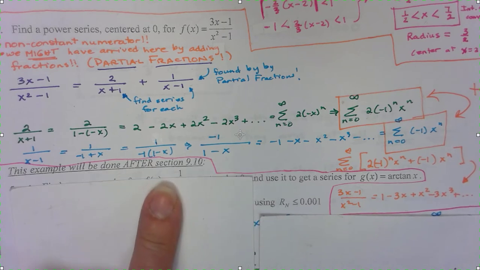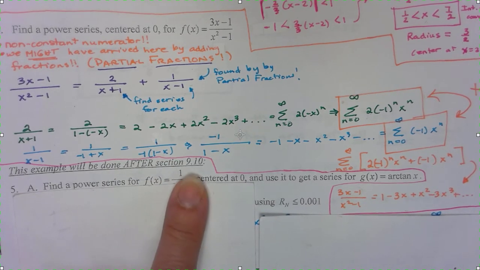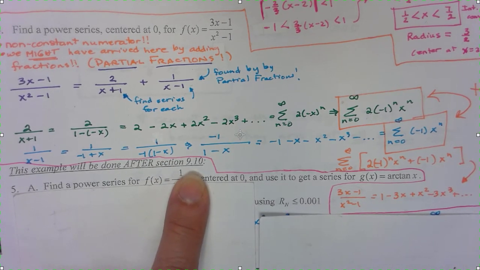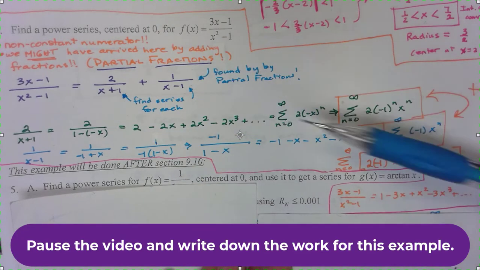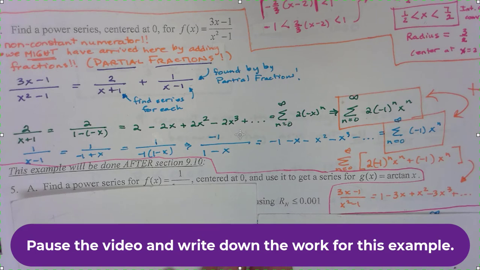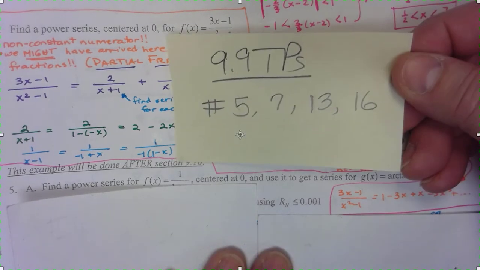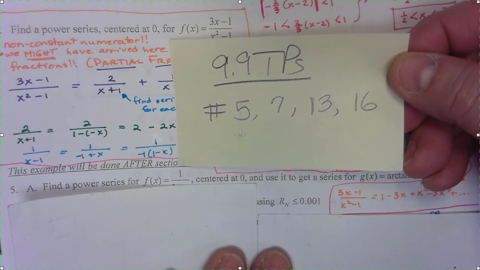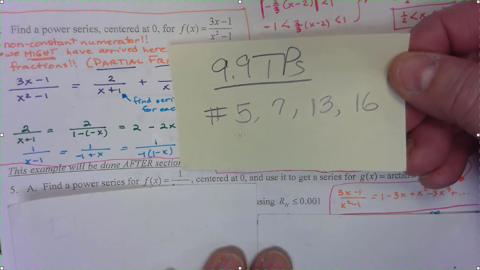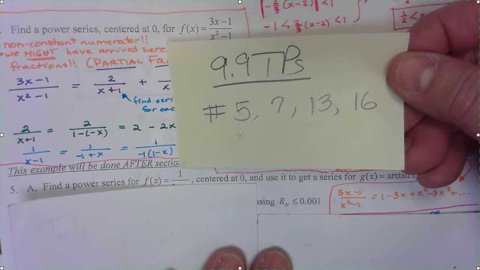This next example will be done after we have covered section 9.10, Taylor and Maclaurin series. So take a moment to write down all this work. Your TPs for this section are 5, 7, 13, and 16. Yes, I know there's an even one in there. It's a good problem. See you next time.